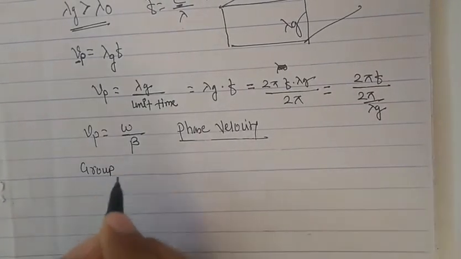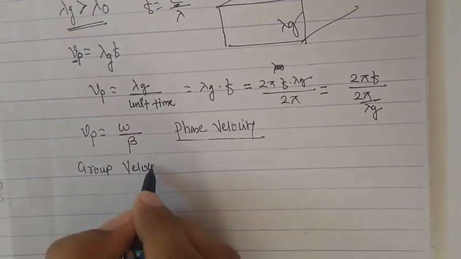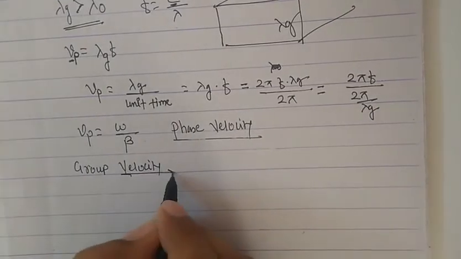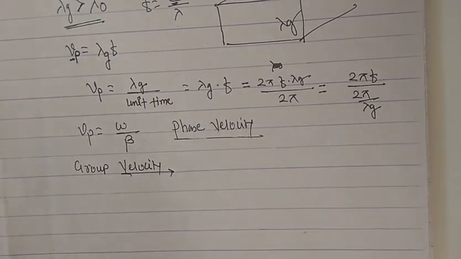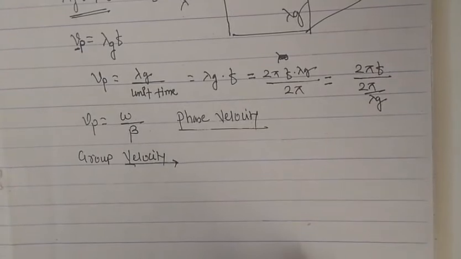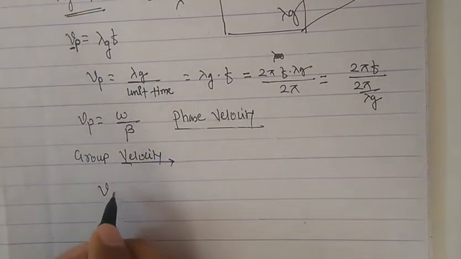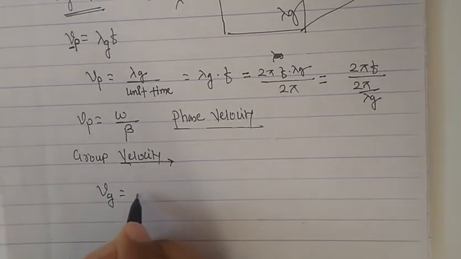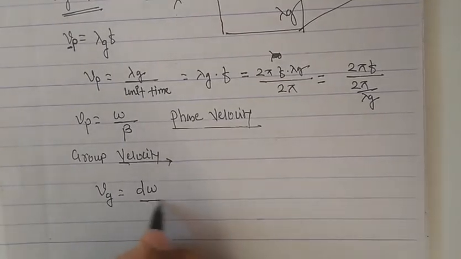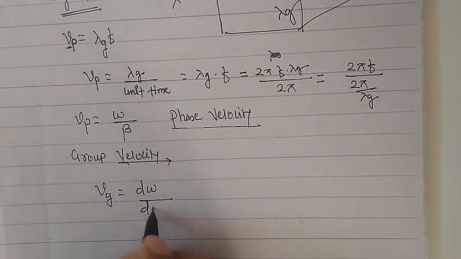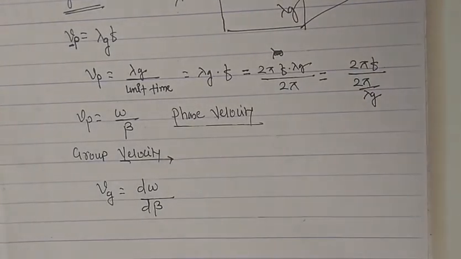Group velocity is defined as the rate at which the wave propagates inside the waveguide, which is d omega by d beta. So this is group velocity.